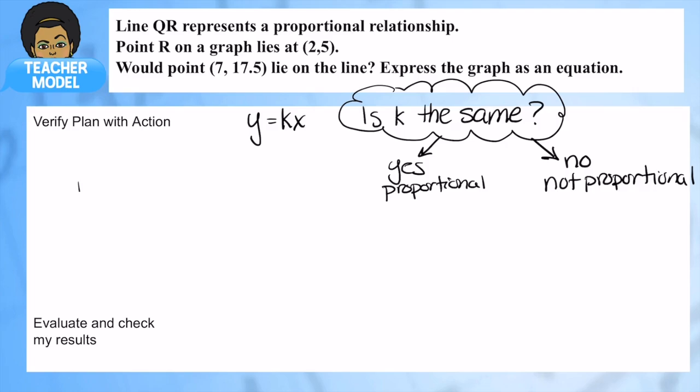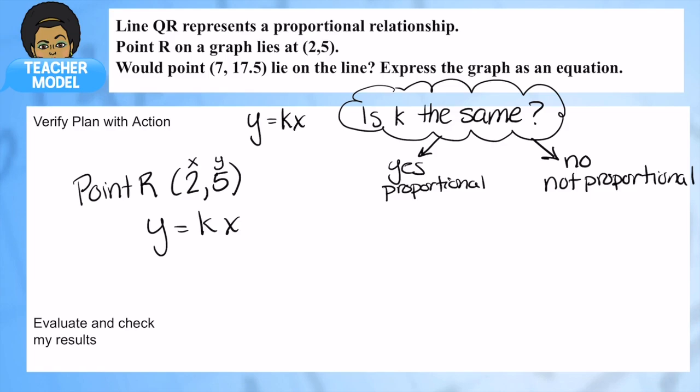We're going to start with point R, which has the ordered pair 2, 5. So I'm going to put y equals kx, and I'm going to sub in, they're in alphabetical order, x and y. So the y is 5. 5 is equal to 2k. All right, so let's solve for k. I'm going to divide by 2, and I get, let's see, 5 divided by 2 is 2 and 1/2 is equal to k.